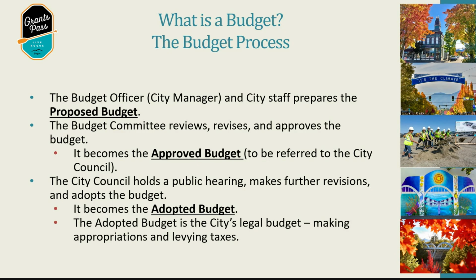So it starts off with the budget officer, designated as the city manager, and city staff prepares a proposed budget. We are in the process right now of starting to put numbers together so that we're ultimately able to provide you with a proposed budget. The Budget Committee reviews, revises, and approves the budget, and then it ultimately becomes an approved budget. That approved budget then goes to City Council, and the City Council adopts the budget.